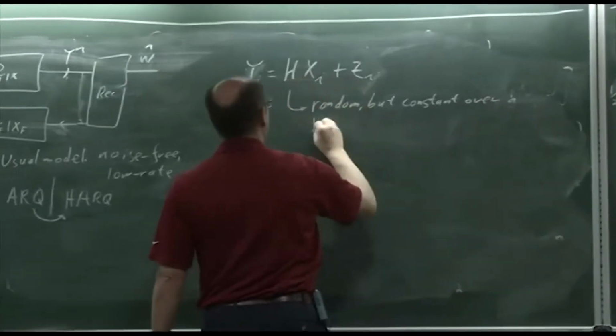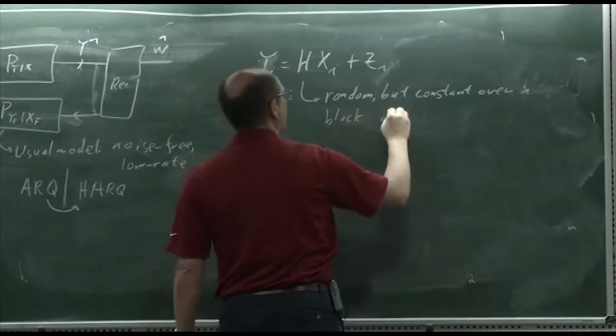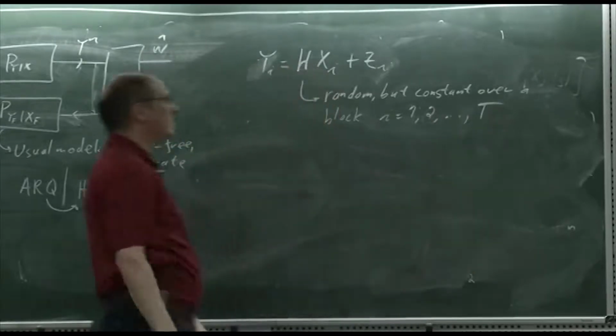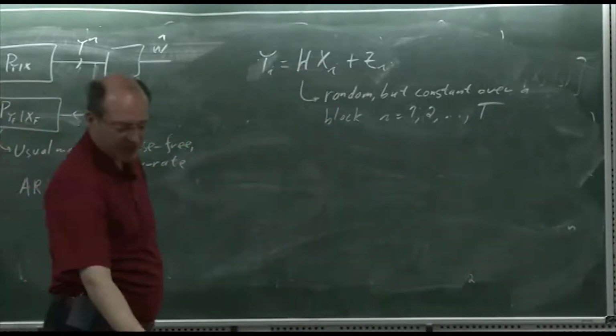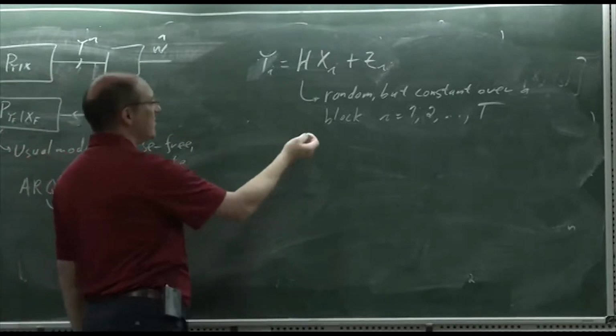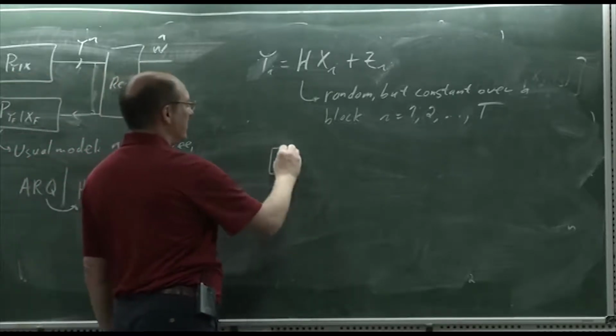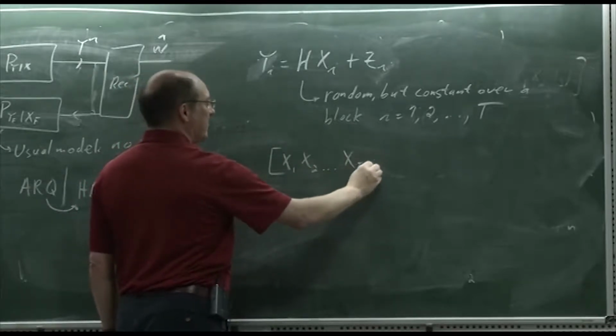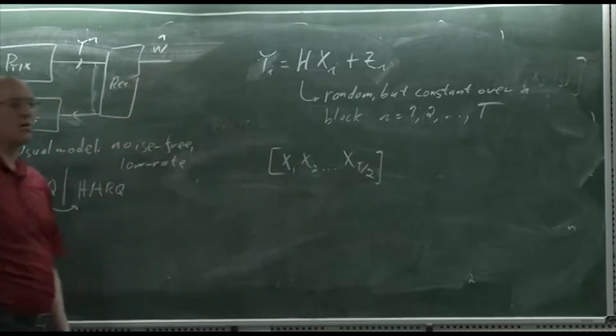A block. So i equals 1 to t, let's say. That would be, say, the coherence time of the channel. And then usually what you do is you transmit. The usual strategy is, let's say, for half the channel symbols you decide to send a codeword.